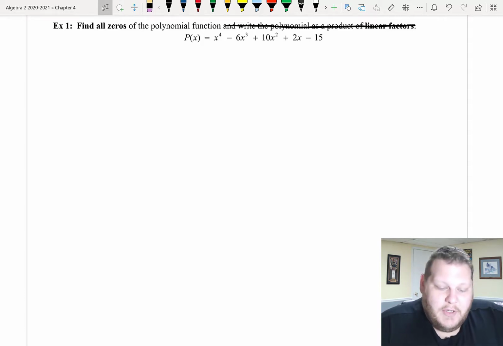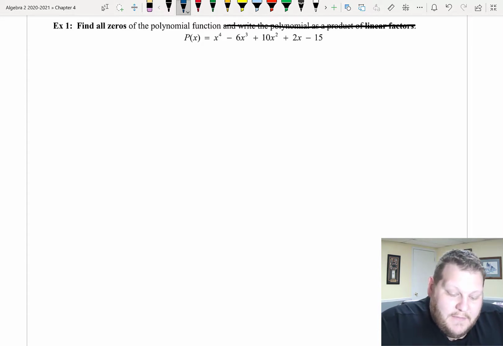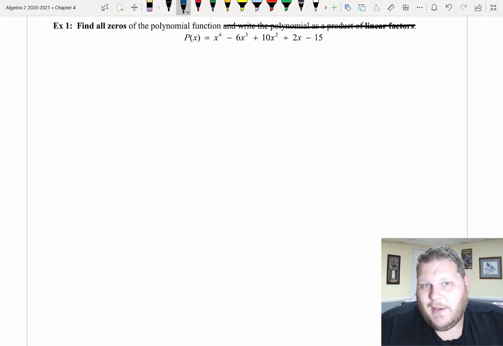If we're asked to find all the zeros of the polynomial, we're going to ignore that second part. I'm not concerned with writing them as a product of linear factors. Let's just find the zeros, find all the solutions. So in this we have x to the fourth minus 6x cubed plus 10x squared plus 2x minus 15. This is definitely not factorable using our traditional methods, since there are 5 different terms.